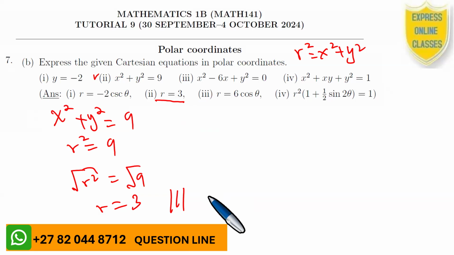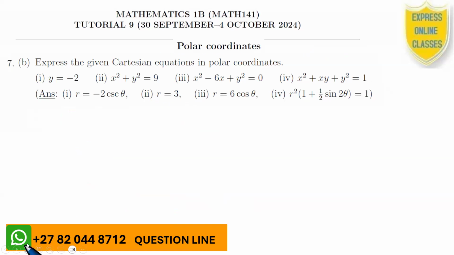So now, after that, we move on to the next Roman figure 3, this one here: x squared minus 6x plus y squared equals 0. So we continue.